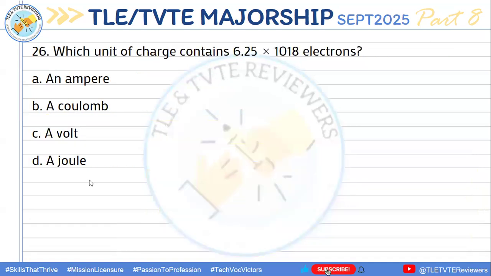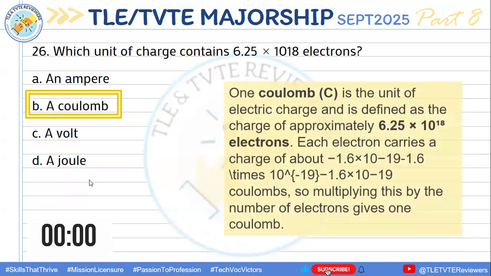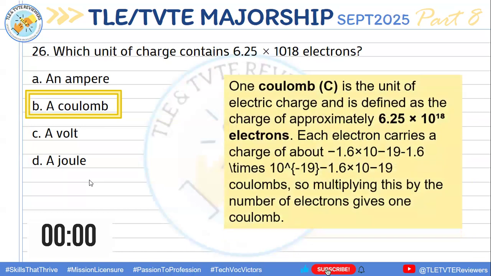Number 26, which unit of charge contains 6.25 times 10^18 electrons? Is it letter A, an ampere, B, a coulomb, C, a volt, or letter D, a joule? Answer letter B, a coulomb. A coulomb is the unit of electric charge and is defined as the charge of approximately 6.25 times 10 raised to the power of 18 electrons.